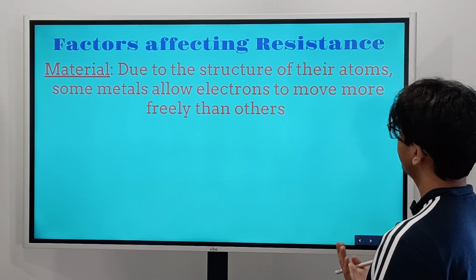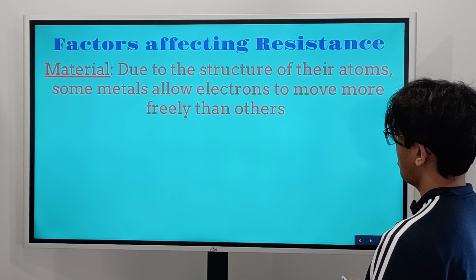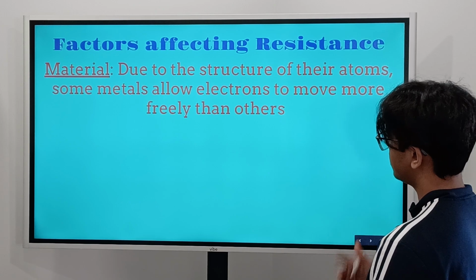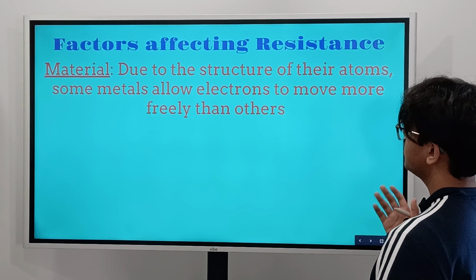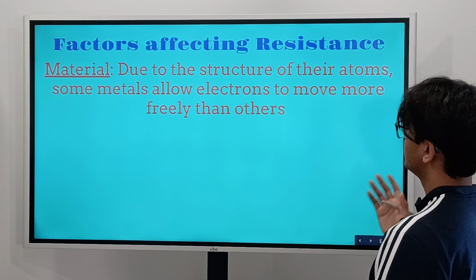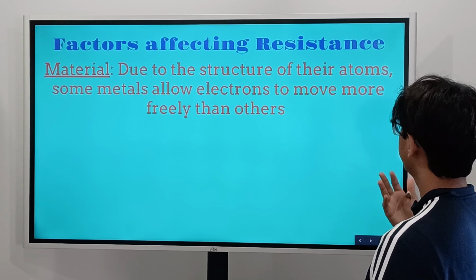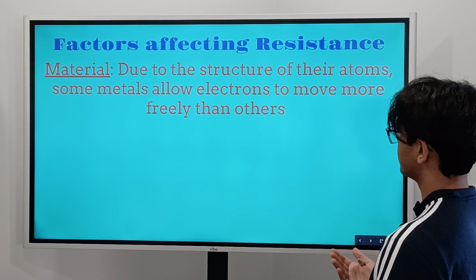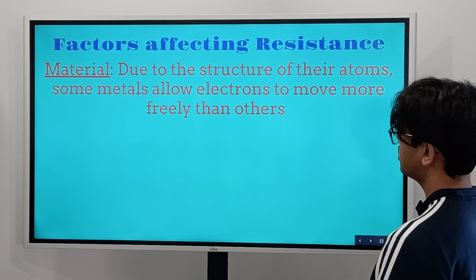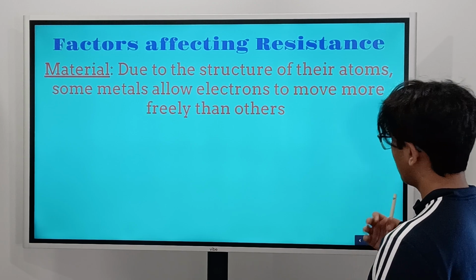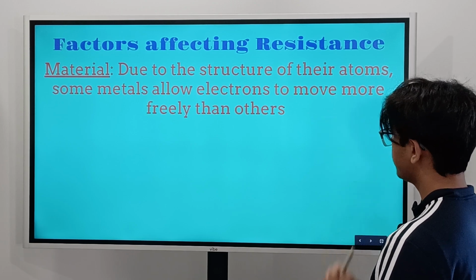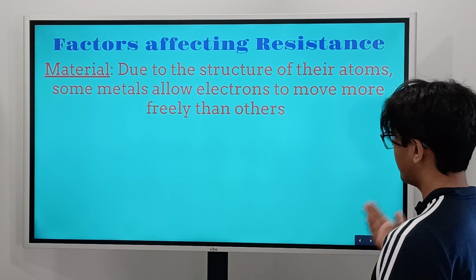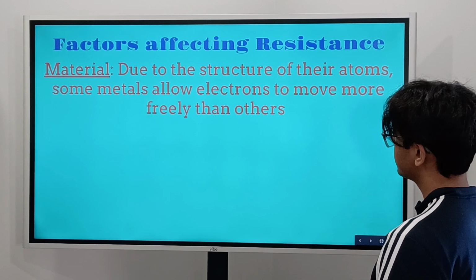There are many different factors that can affect resistance, and the first one we're going to cover is material. So how does material affect resistance? Due to the structure of a certain material's atoms, some metals will allow electrons to move more freely than others. We already know that a copper wire will allow electrons to move way more freely than other such materials, so that's why materials can affect resistance.